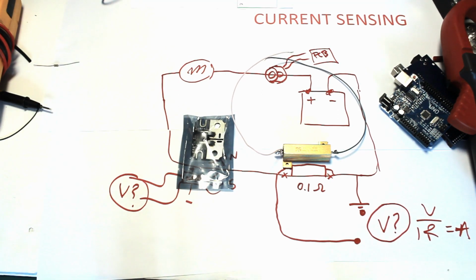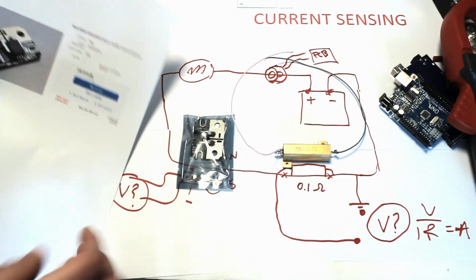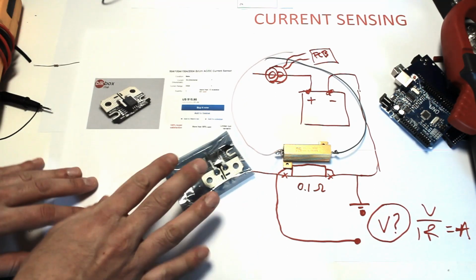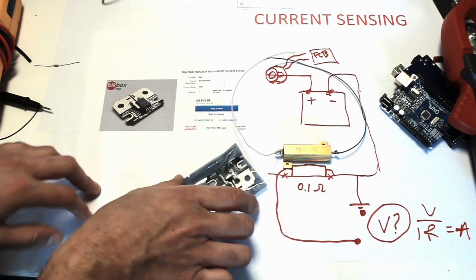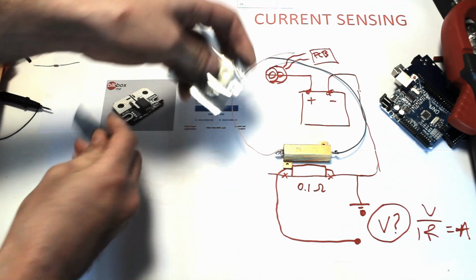Where have I got it from? Well, it's actually flown in from America. This is the particular auction here. It is $15.95. Let's open it up and have a look.